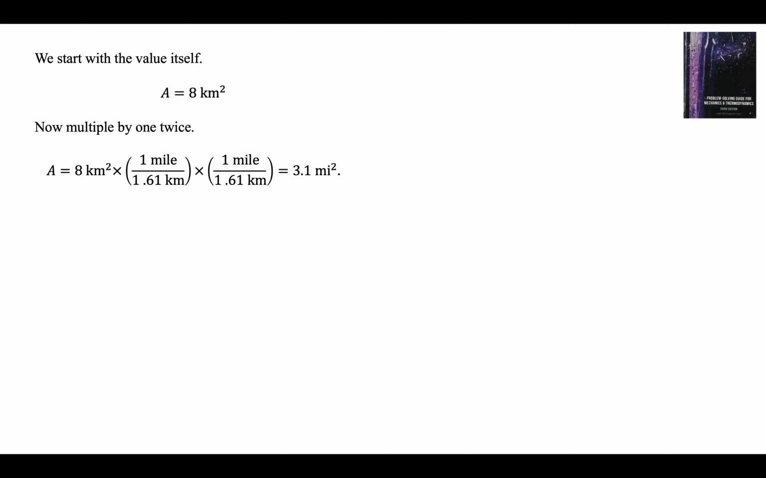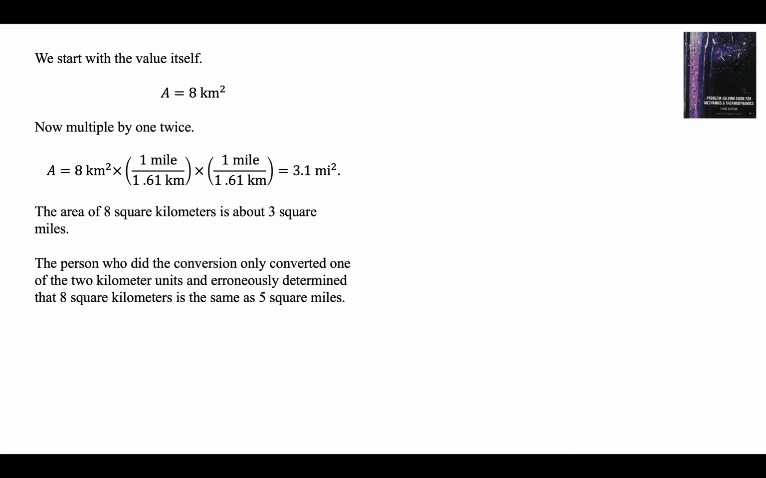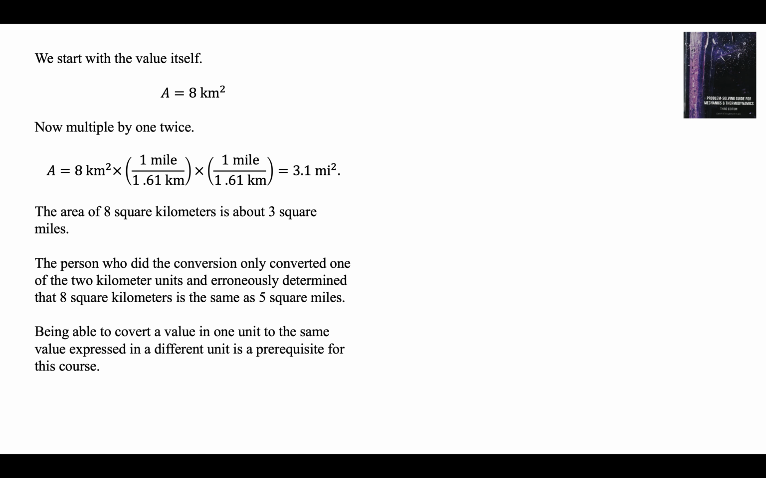We start with the value itself. David Attenborough's right. It's 8 square kilometers. We multiply by 1 twice, and we get 3 square miles. So we have square miles in the top, and the 2 kilometer units cancel, and we get square miles. The person who did the conversion only converted one of the units and got 8. 8 got 5. 8 divided by 1.61 is about 5.